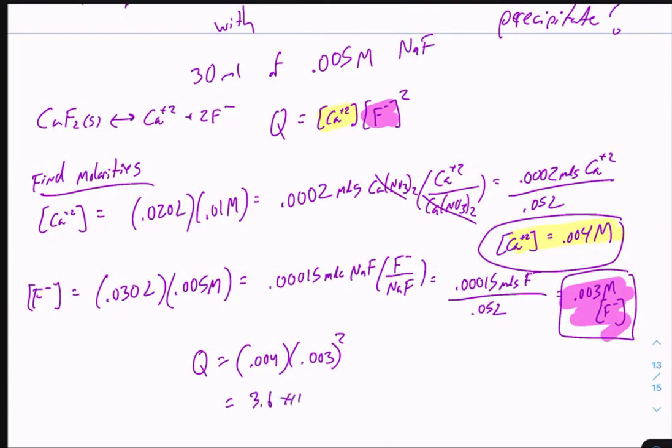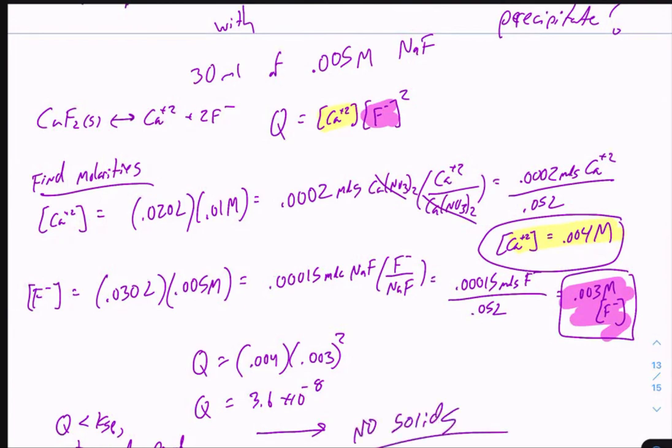That's right. So, will we see a precipitate? Is this reaction going to the right or is it going to the left? It's going to the right. Because Q is less than K, there's not enough product, and the product is the dissolved state. So if it goes to the right, everything we see is aqueous, no solids.